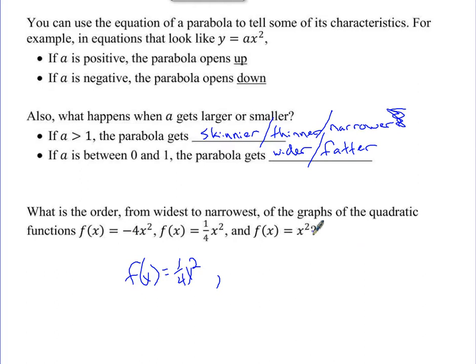This is your standard, just your parent function. Nothing was done to it, so f of x equals x squared is the middle guy. And then finally, f of x equals negative 4x squared is the skinniest one. And that's how you do a problem like that. All you got to do is look at the front number, and it will tell you how wide or how skinny that parabola is.